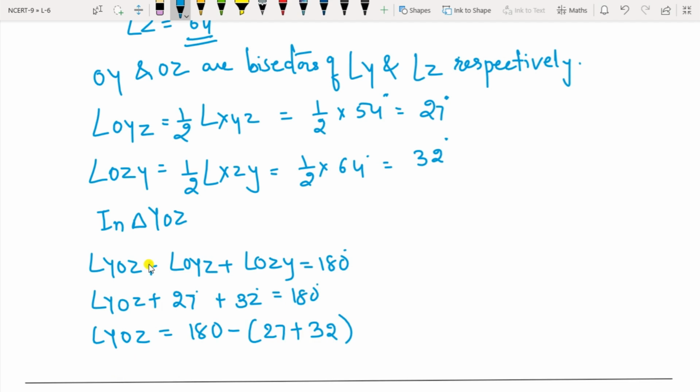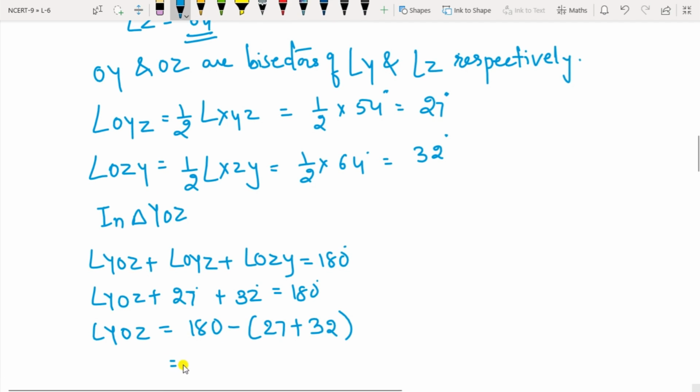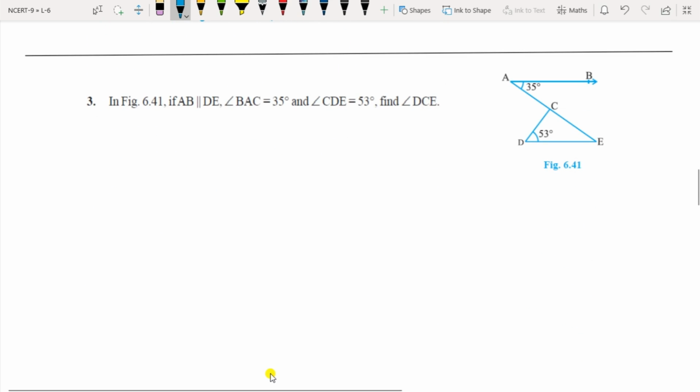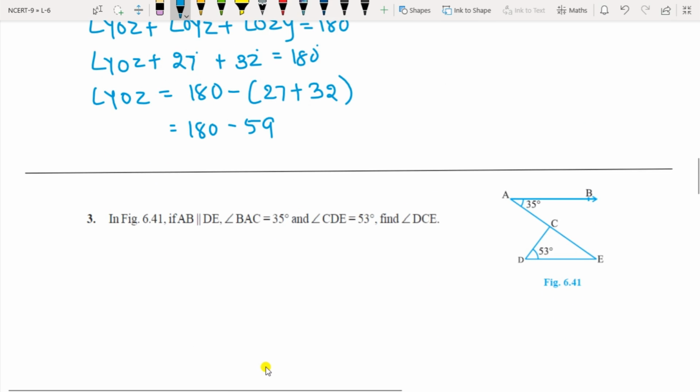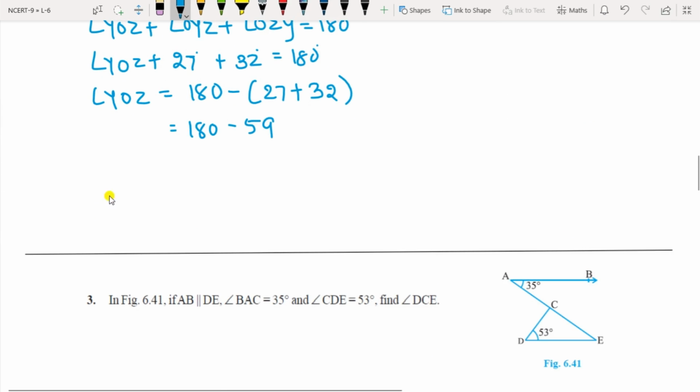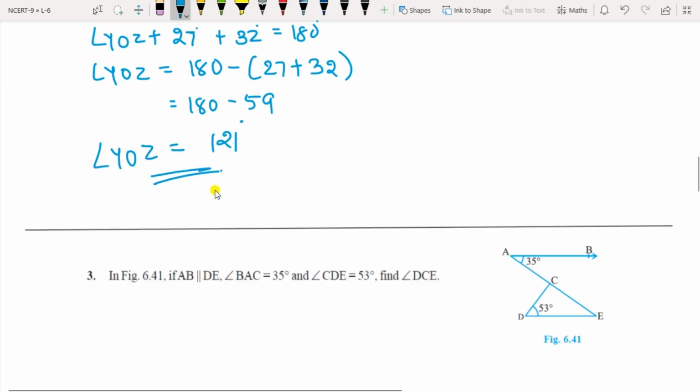So that will be equal to 180 minus 59. So 180 minus 59, it is equal to 121. So angle YOZ is equal to 121. So this way you have to find the answer.